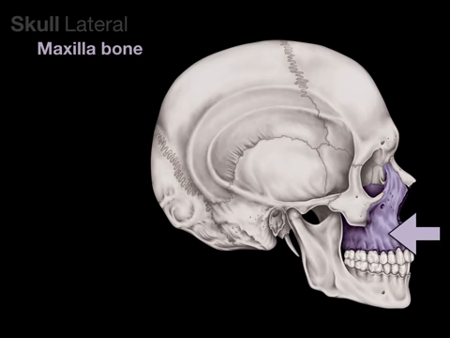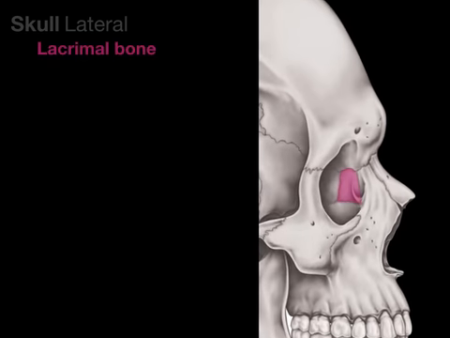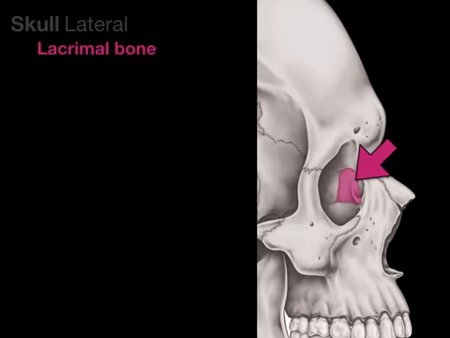And then here's our maxilla, which is the bone of the upper jaw. And then the nasal bone, which is at the bridge of the nose. And then there's our lacrimal bone, which is right inside the medial wall of the orbit. It gets its name because it's part of the nasolacrimal duct, and lacrimation means to tear. That's where you're draining the tears.